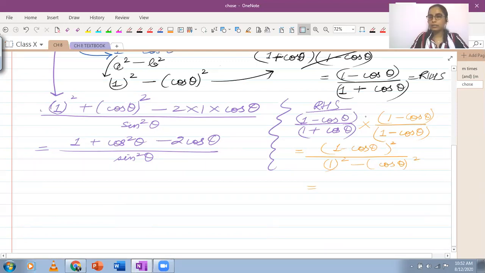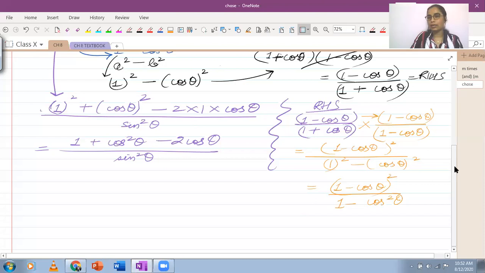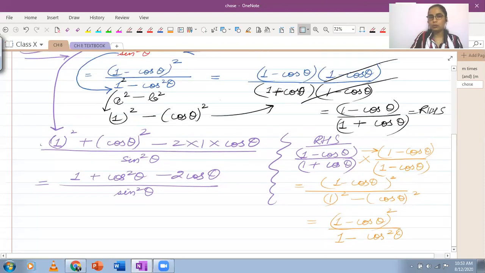I have applied the identity. Numerator and numerator give me 1 minus cos theta whole square. Denominator gives me a square minus b square. So I've got 1 minus cos theta whole squared over the denominator, which is 1 minus cos square theta. So what do you think? Are we reaching anywhere? Like, do you think it could be equal to this here?